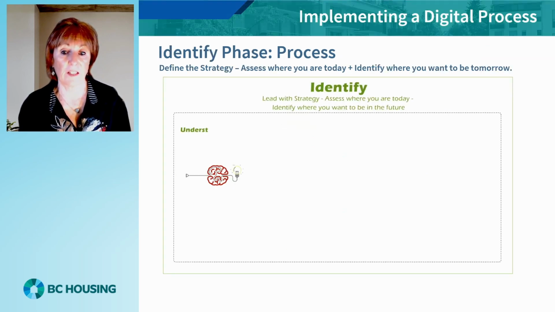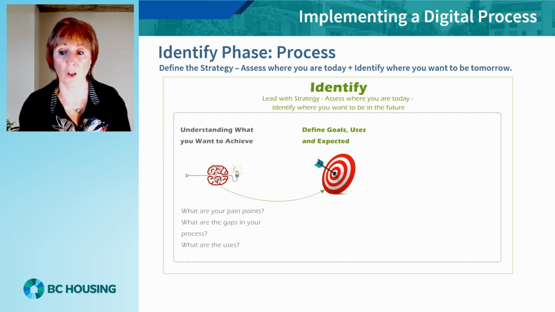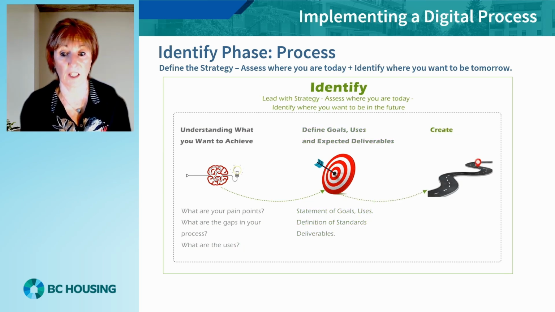The identify phase is defined as the time during which you, as an owner organization, work out what you want to achieve. What are your pain points, the existing gaps in your processes, and what are the BIM uses you want to target? Once identified, you can define the goals, uses, and expected deliverables. This requires the creation of a statement of goals and uses, definition of a standard and required deliverables for design, construction, and handover phases. Finally, there needs to be a realistic roadmap generated that defines the planned implementation of the BIM process on your projects.